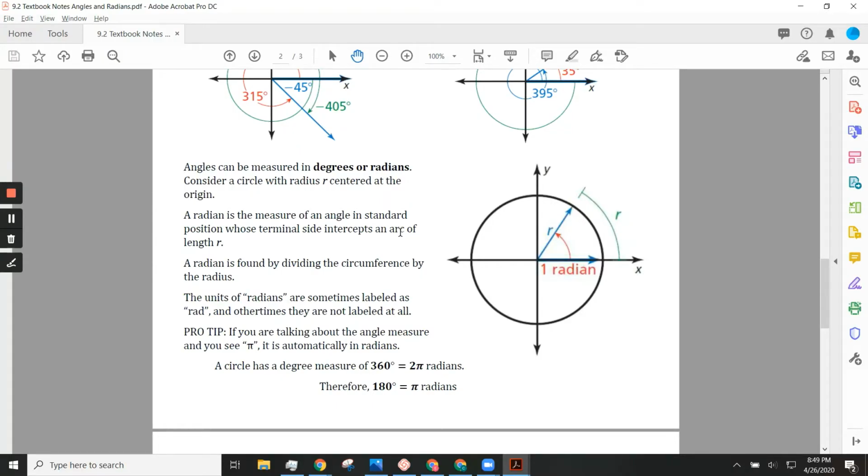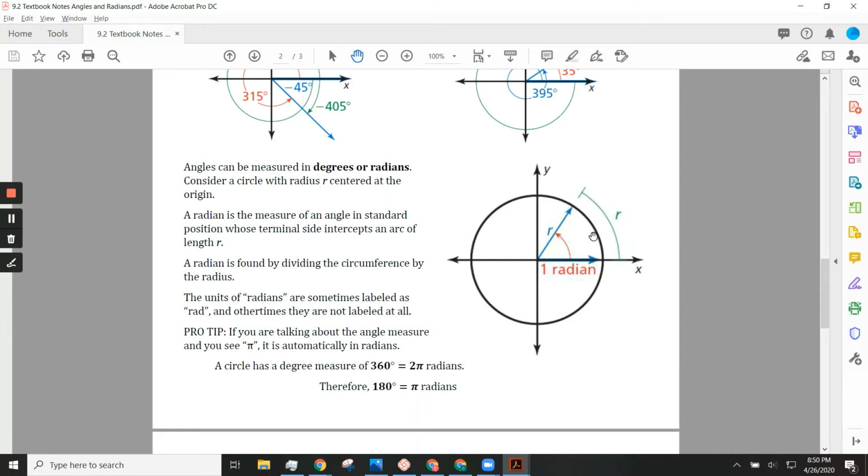And lastly here, I want to talk about other ways to measure angles. Up until now, we've only talked about degrees. You might remember from geometry that we have something else called radians. So think about a circle with a radius r that's going to be centered at the origin. So just a normal circle centered at the origin, radius is some value r. Well, a radian is the measure of an angle in that standard position whose terminal side intercepts the arc of length r. What they're saying here is that the radius is along the arc length.